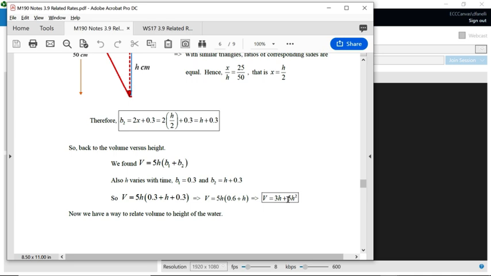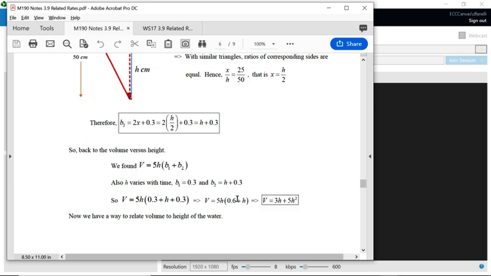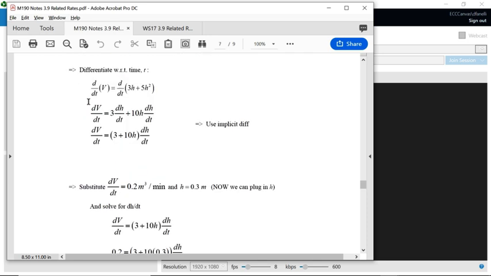With volume in terms of h, we can now go ahead and try to find dh/dt, right? And evaluate dh/dt when h is equal to 0.3 meters. So we take the derivative of both sides with respect to time. dV/dt, we were given that quantity, right? The change in the volume with respect to time. That was told to us that the water was being added to the trough at a rate of 0.2 cubic meters per minute. So dV/dt is 0.2.